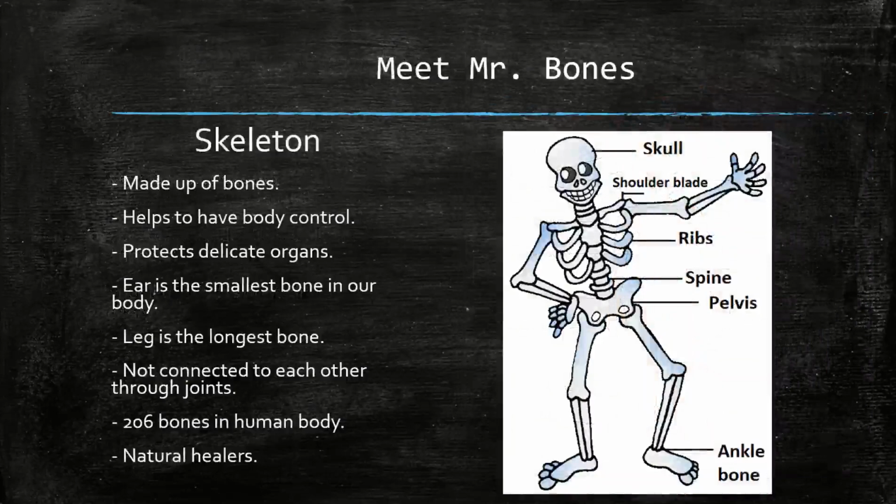Okay, here you can see is Mr. Bones. Mr. Bones is made up of bones and he has all the parts. Let's learn the names about it first. The topmost part is skull. It is a very important bone in our body. We'll learn about it later.